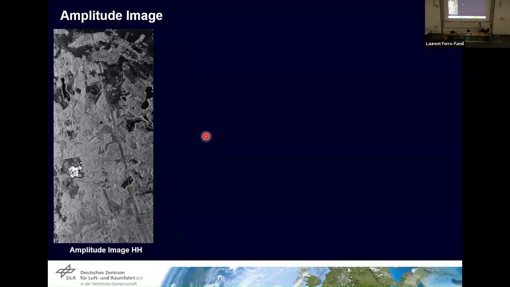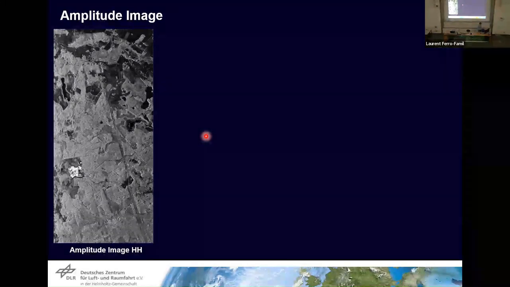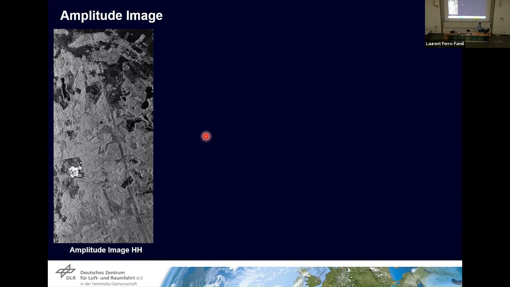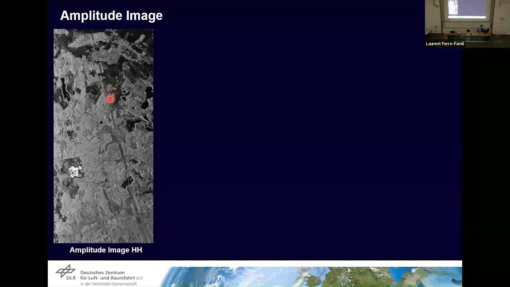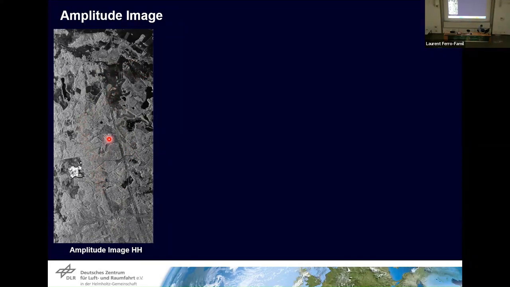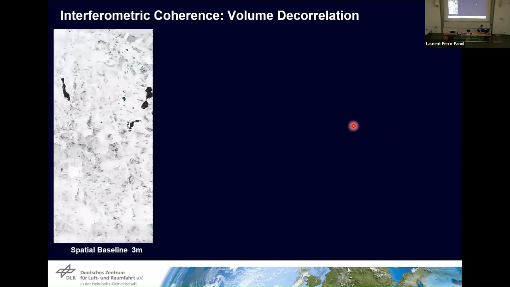So let's make an example. This is an acquisition, I think it's L-band, and it's a forest somewhere in Sweden. It's Remningstorp in Sweden. You see here you have some bare fields and some vegetated areas. Now this is just an amplitude image. We take the coherence, with 3 meters of spatial baseline. It's a very, very small baseline.